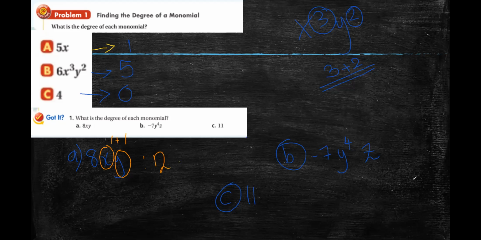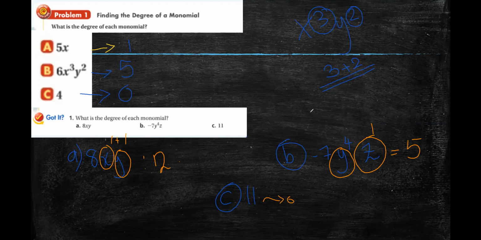Look at the second one now. Negative 7. What are the variables? We have y and z. y to the power of 4 and z to the power of 1. So it's 5. What about here? 0.